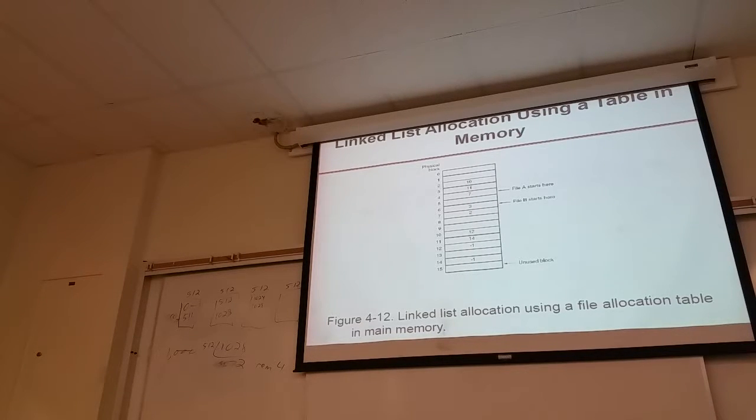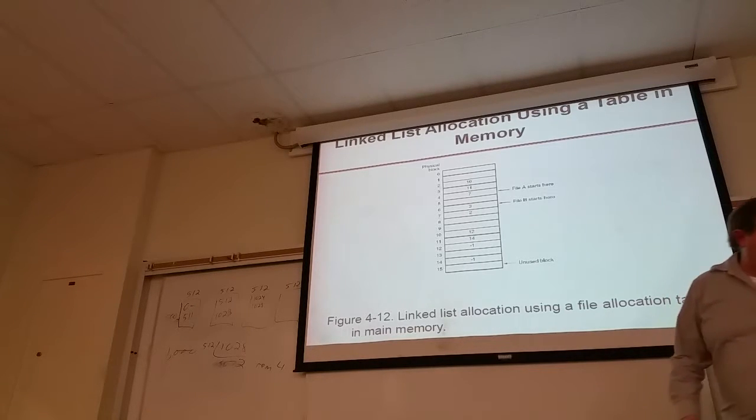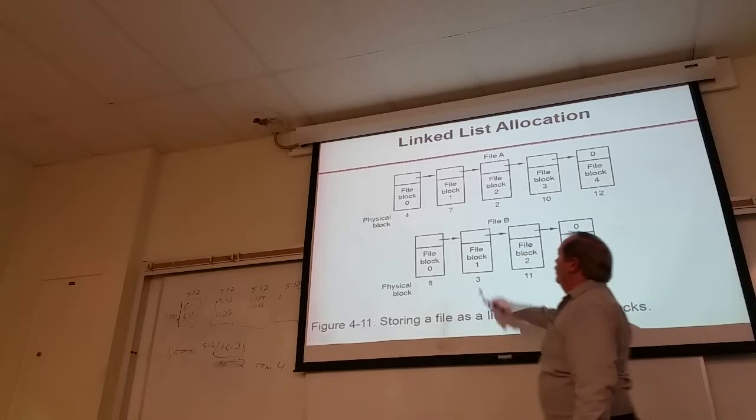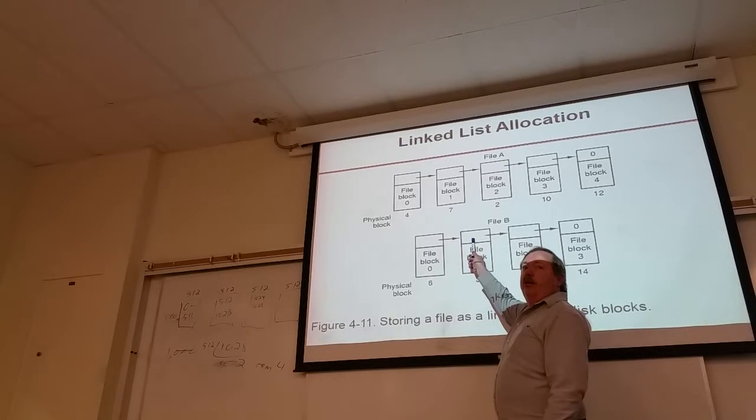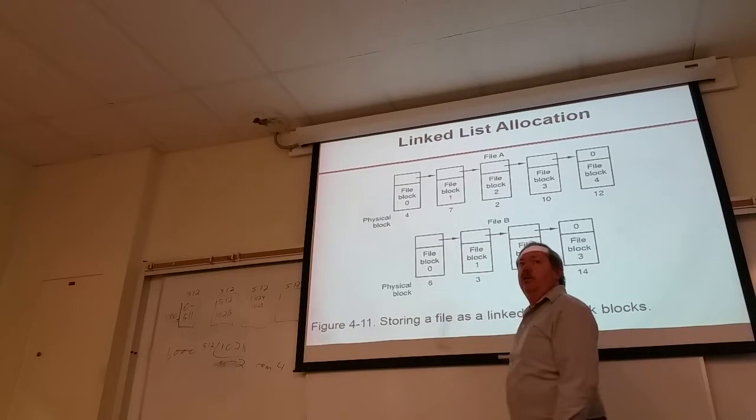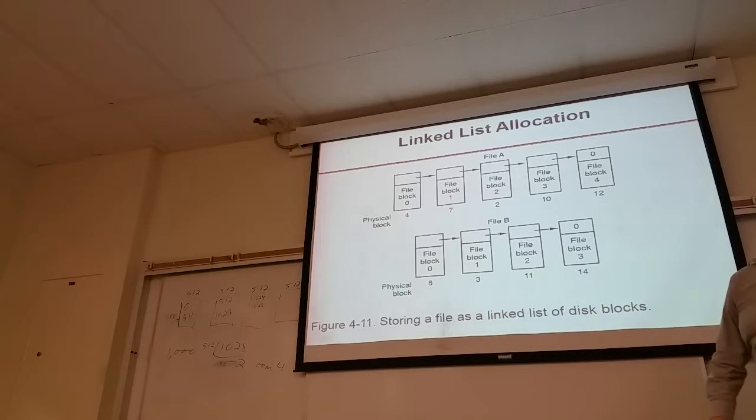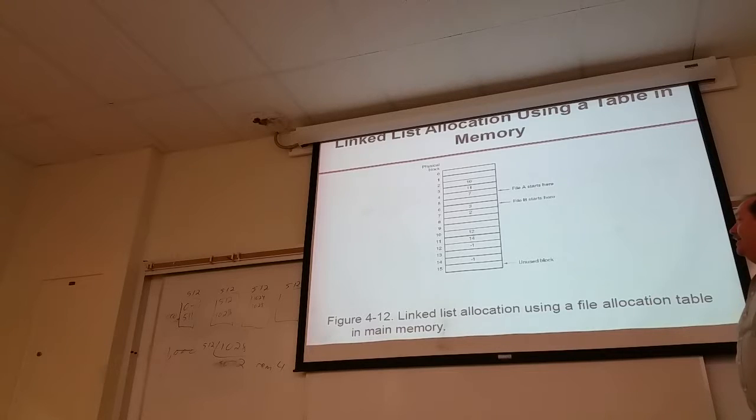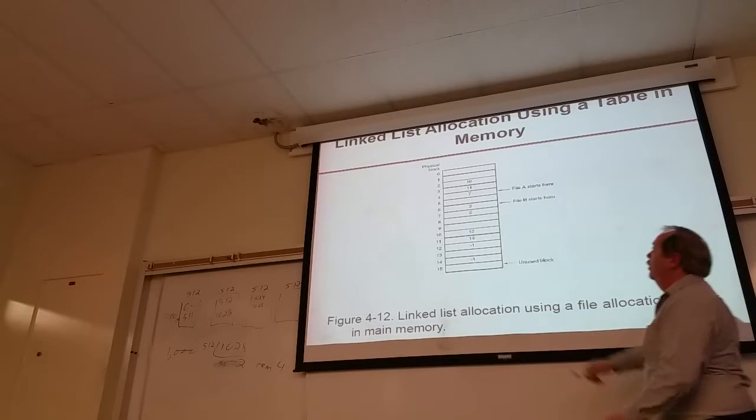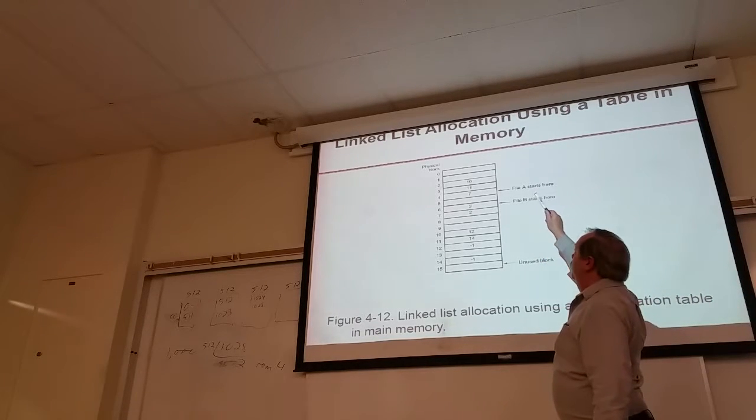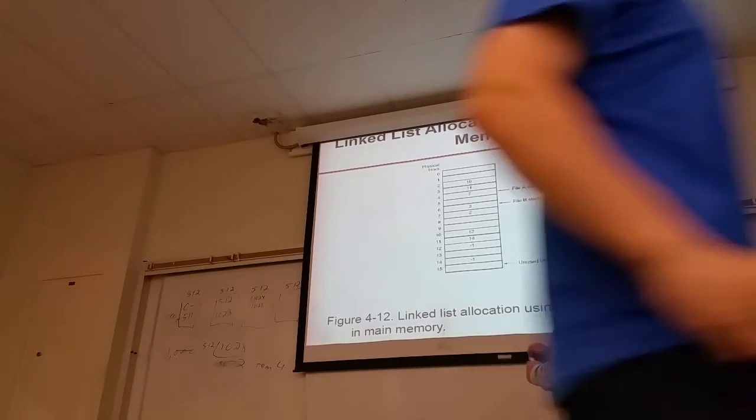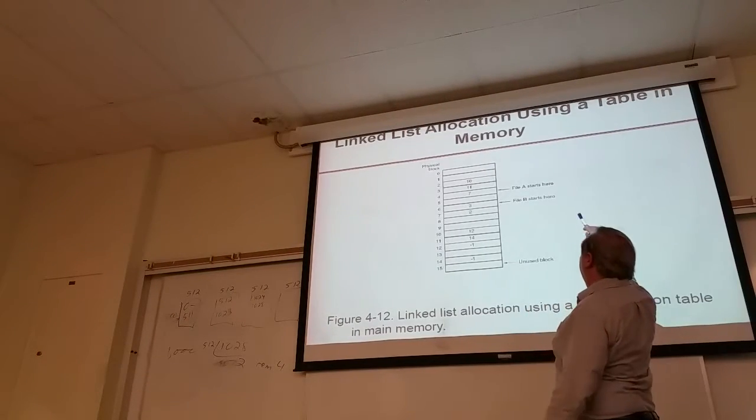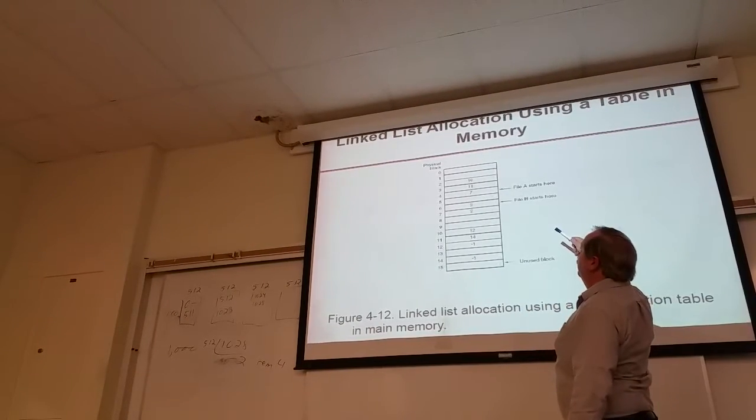So, one way we can improve upon this is we can simply say, instead of organizing these file pointers here, let's create a file pointer table. A linked list allocation does exactly that. In this example, I have multiple files. I've got file A, and I have file B.